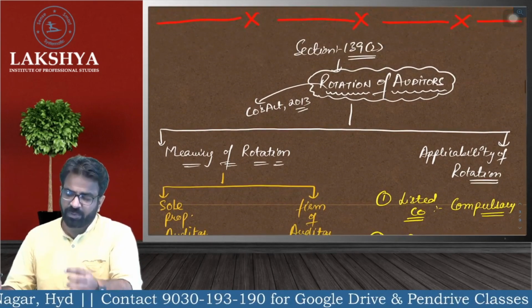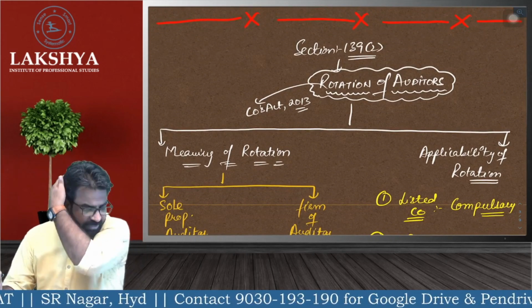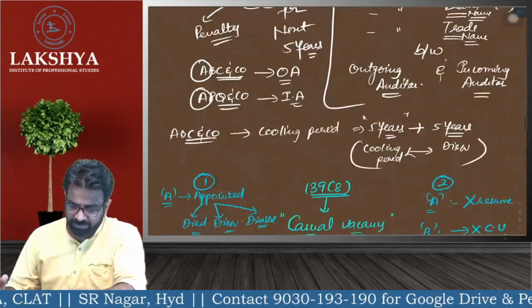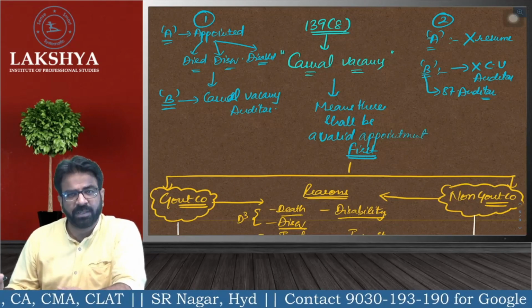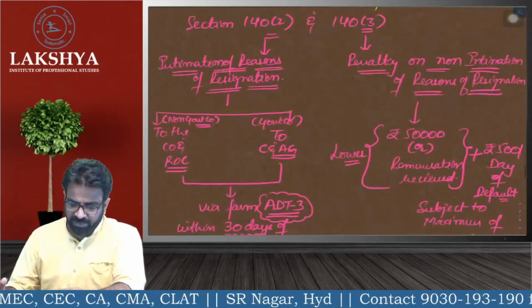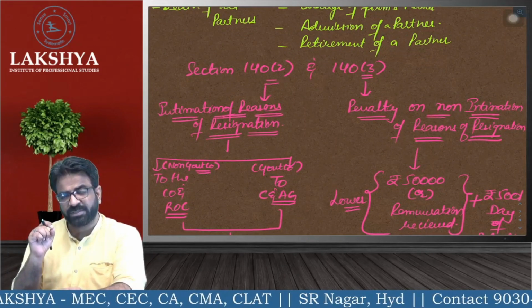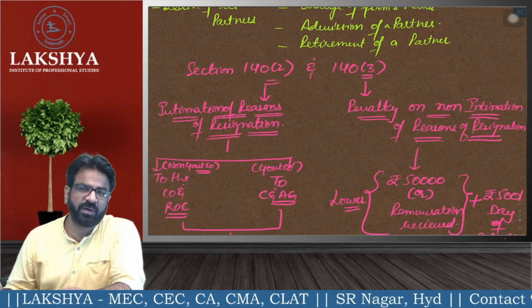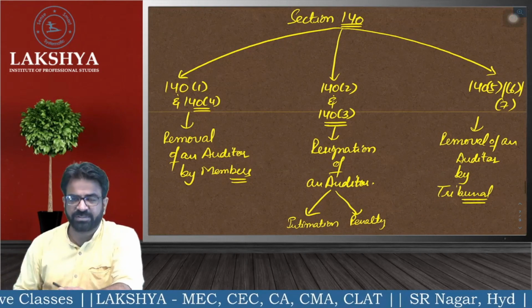Okay, so section number 139.2, which talks about rotation of an auditor, and we also did section number 139.8, which talks about subsection 8, casual vacancy in both companies, government company as well as non-government companies, right? Now after that, if you remember, we have done two small sections relating to the 140 series also. In the Section 140 series there are total these many sections, right?